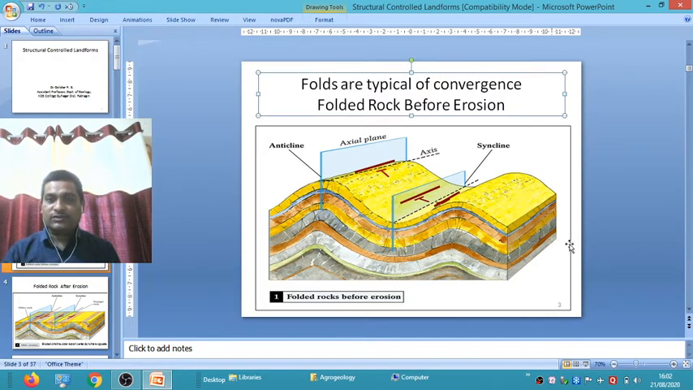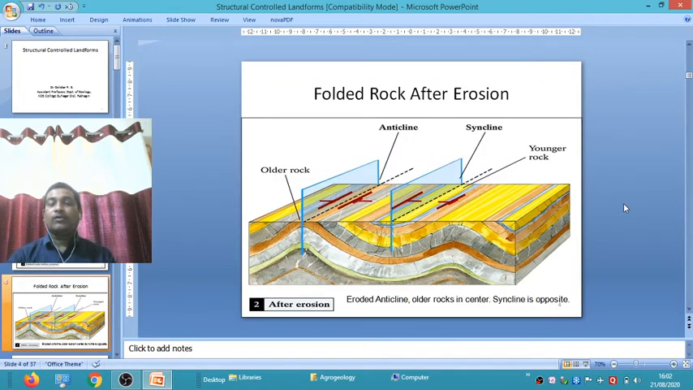Another picture shows folded rock after erosion. You see this older rock and this younger rock. All younger rock has been removed due to geological action, various erosional activity, maybe wind, glacial, or river. Anticline, totally younger rock has been removed, and now the picture shows this structure, called folded rock after erosion. Okay, eroded anticline and eroded syncline.